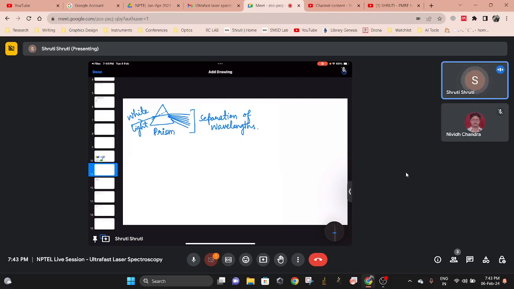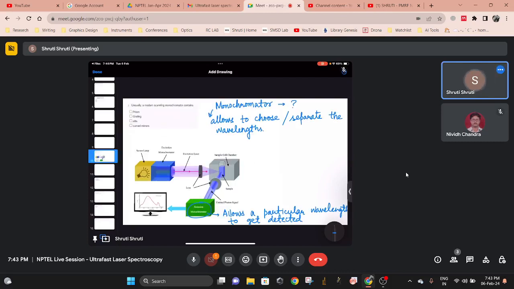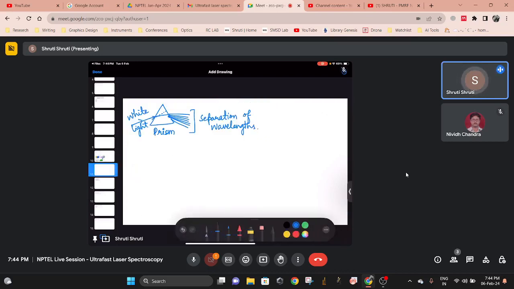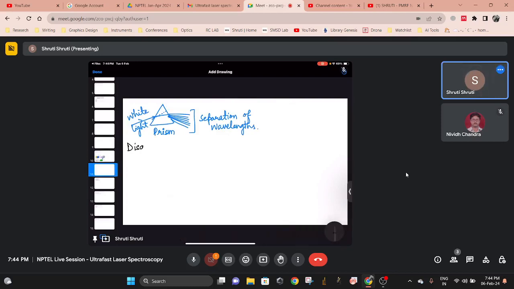But in the modern day instrument, we don't use prisms. Actually, we use transmission or reflection gratings. We use slits and curved mirrors. So for this question, the correct answer is 2, 3 and 4. But prisms are not being used anymore. The disadvantages regarding prisms were like this.